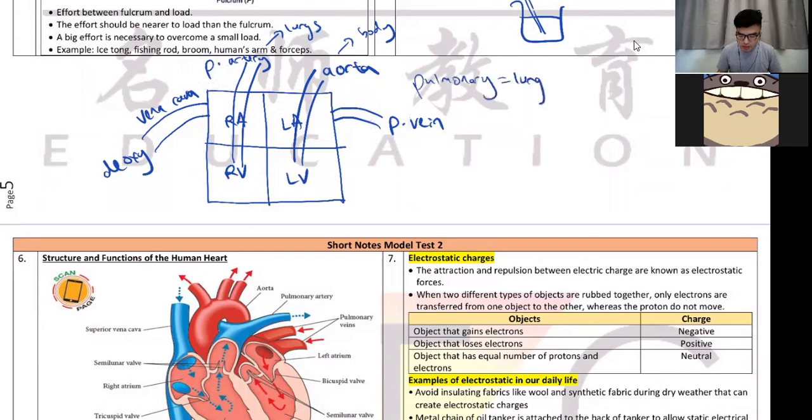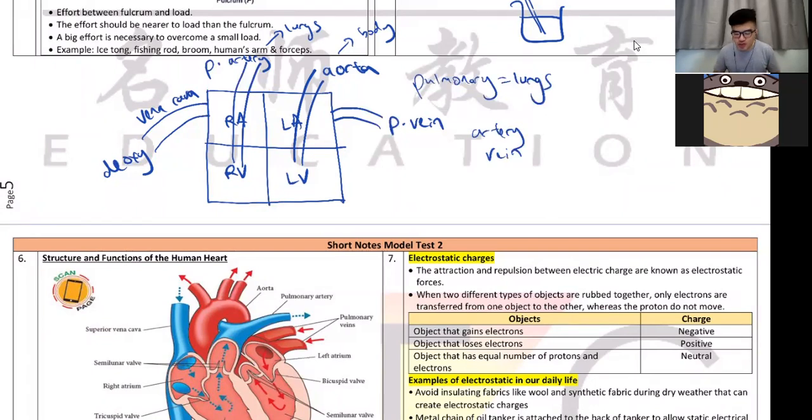Okay, so COVID-19 is a pulmonary infection. It's a lung infection. Pulmonary. And then of course, when you say artery and when you say vein, people will usually think that artery means it carries oxygenated blood, and vein carries deoxygenated blood.